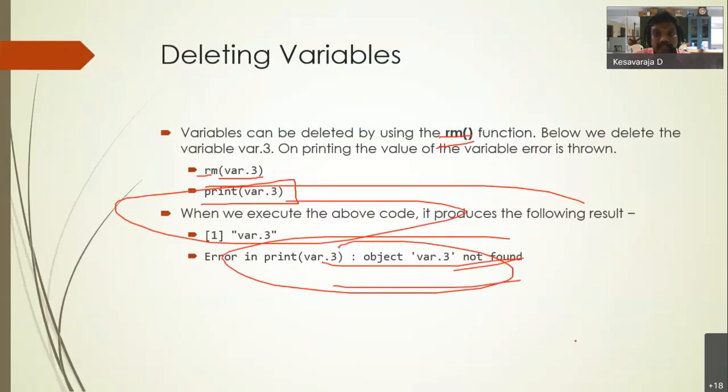Here, each and everything in R is an object. R is a pure object-oriented programming language, so each and every variable is called an object. So rm is a method, or function. Since it's object-oriented programming, it is called a method. We use it to remove that variable from memory.